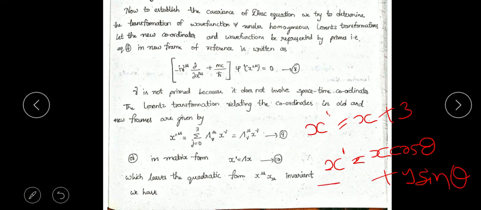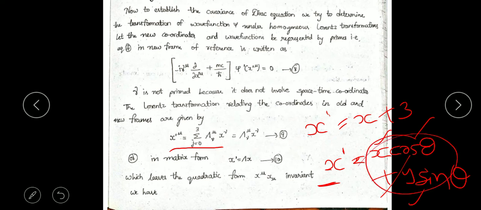Here x dash, the new coordinate, is a function of the old coordinates after transformation. That's why we have x dash mu equals the summation over nu from 0 to 3 of a nu mu x nu. So we have a summation of the old coordinates multiplied with some value, again adding. Here also we are doing the same: we multiply the old coordinates with some constants, and again we add.